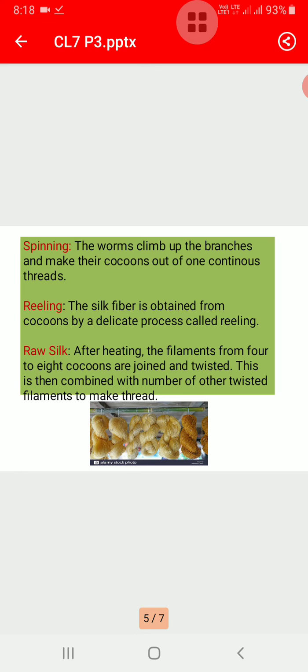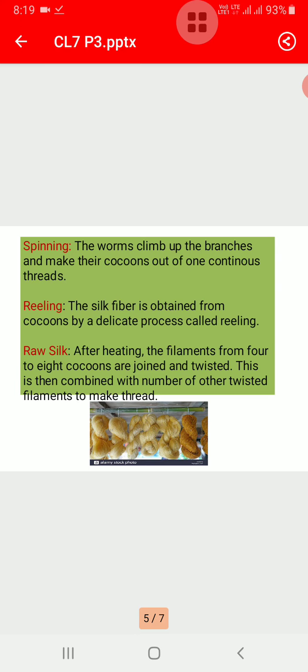Branches of trees or shrubs are placed in their rearing houses. The worms climb these branches and make their cocoons out of one continuous thread. Taking about 8 days for this process, this is called spinning of the cocoon. The amount of usable silk in each cocoon is small. About 5,500 silkworms are required to produce 1 kilogram of raw silk.